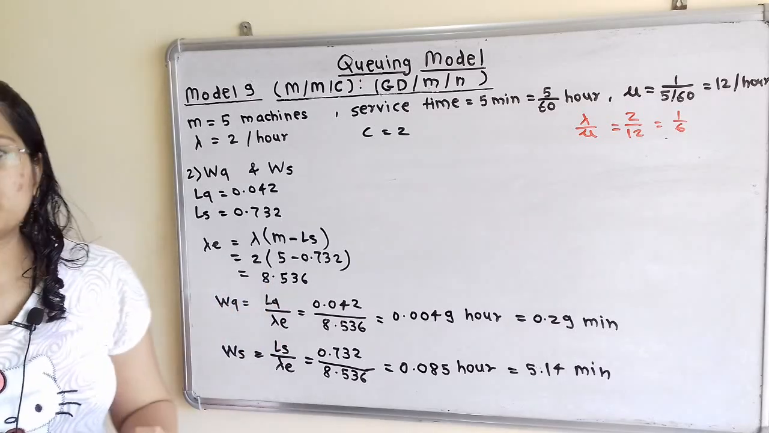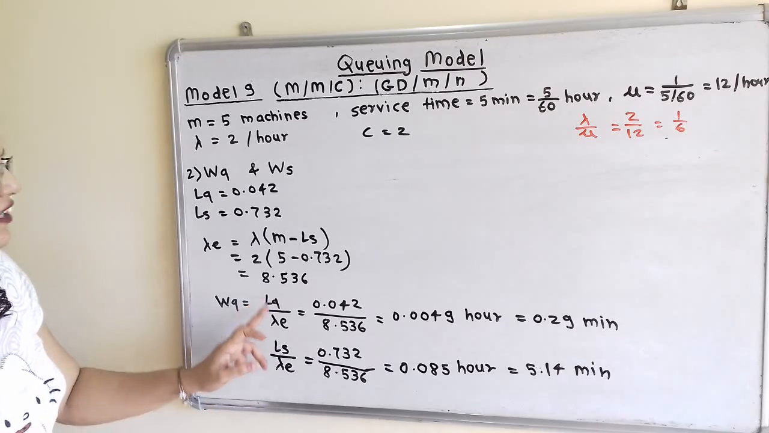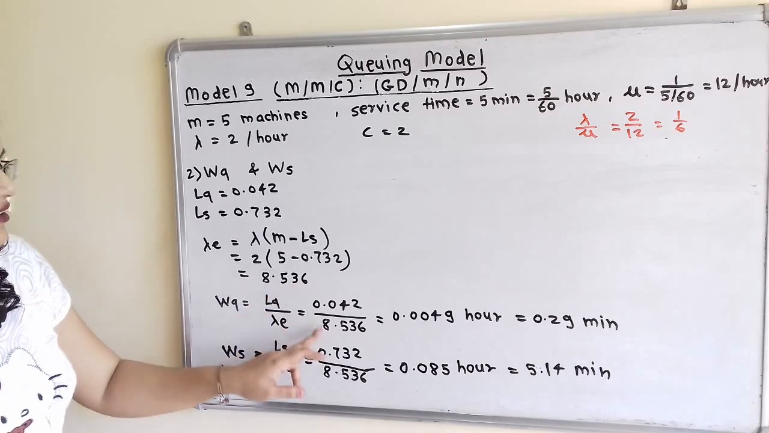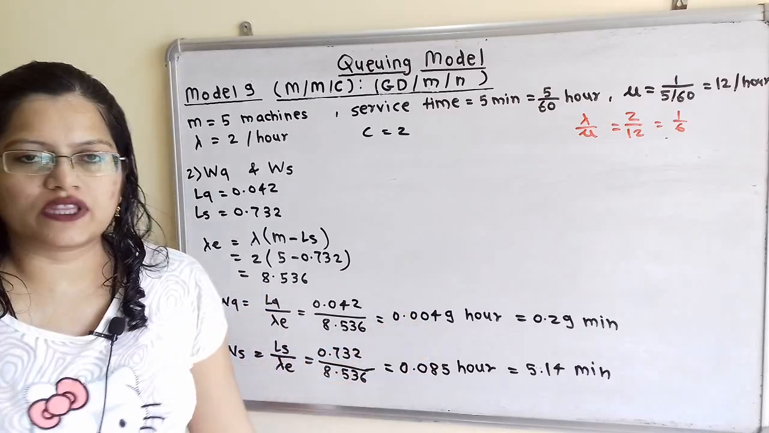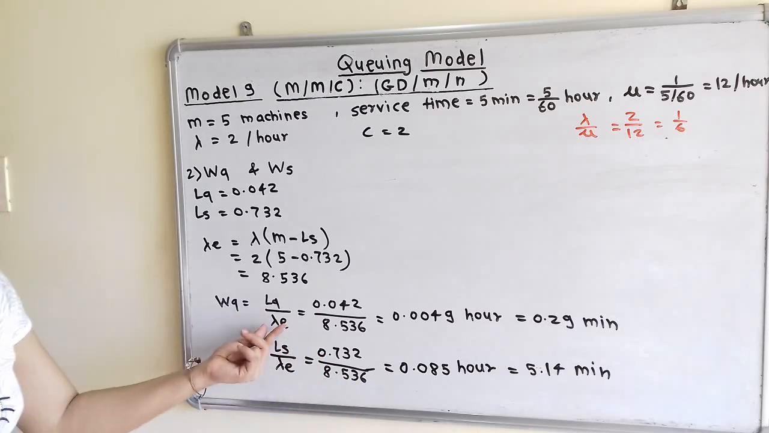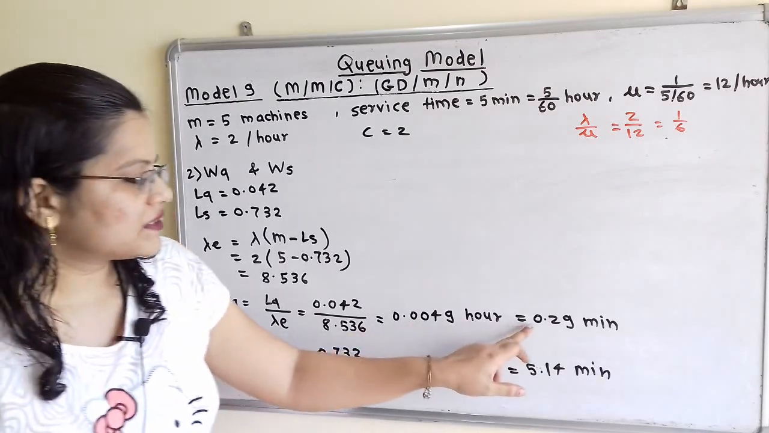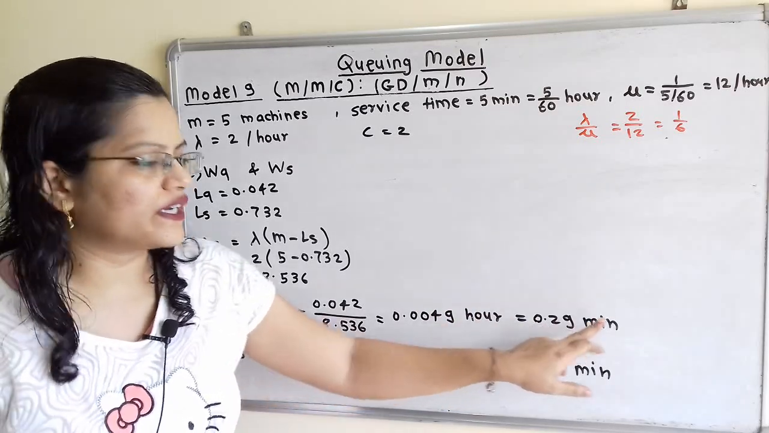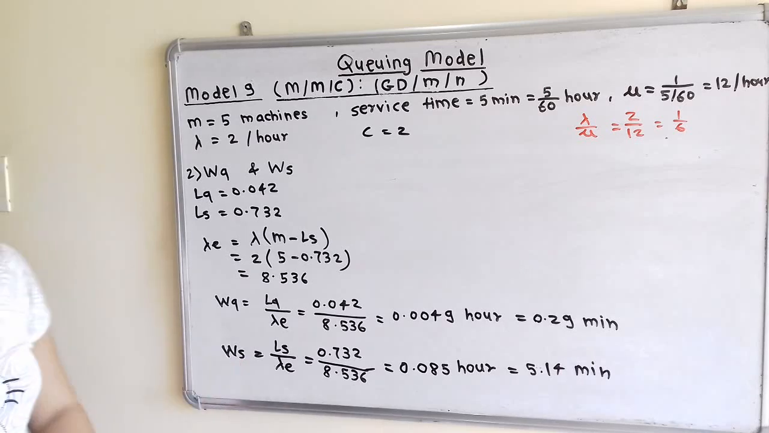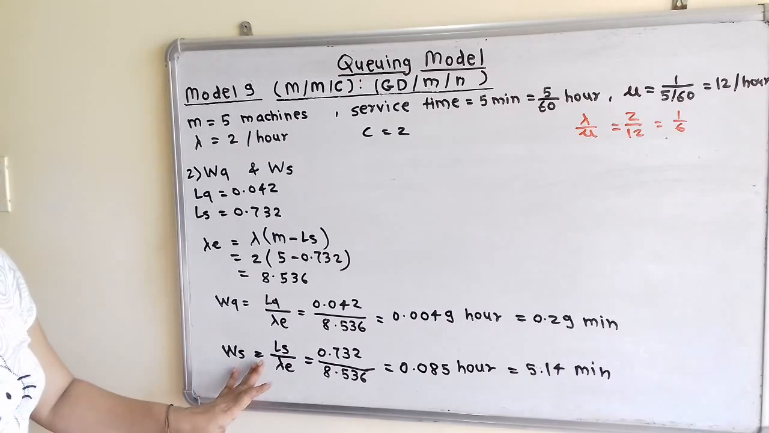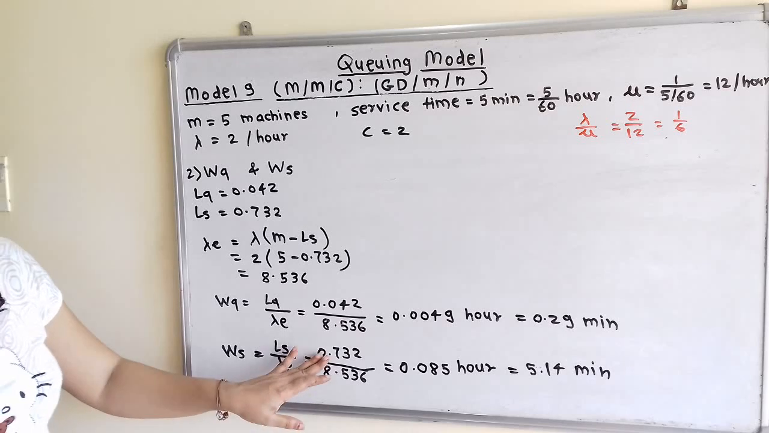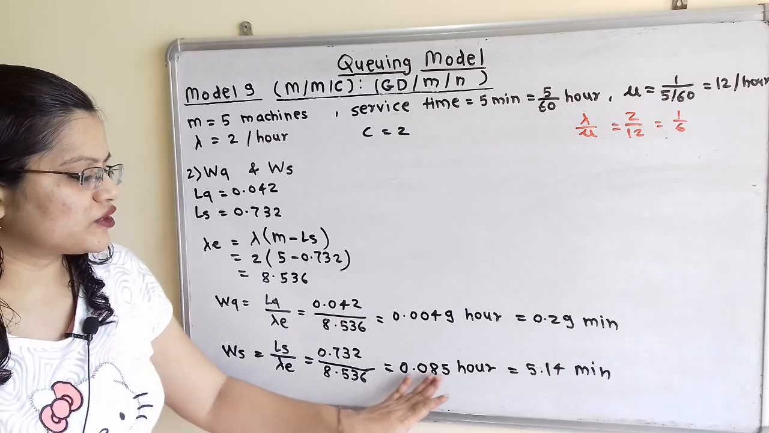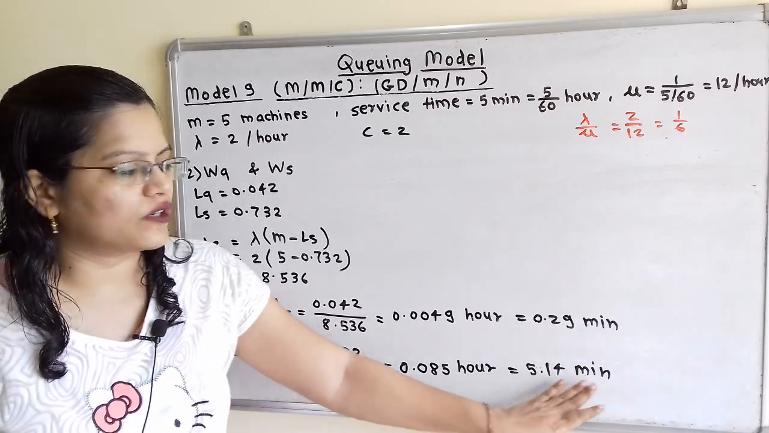Now we will calculate Wq, that is waiting time in the queue, which is equal to Lq by lambda E. So Lq is 0.042 divided by 8.536, which is equal to 0.0049, and the unit is hour because lambda is given in hour. If we convert this into minutes by multiplying with 60, it is 0.29 minute. Then we will calculate waiting time in the system, that is Ws, which is equal to Ls by lambda E, which is equal to 0.732 divided by 8.536, which is equal to 0.085 hour, which is equal to 5.14 minutes.